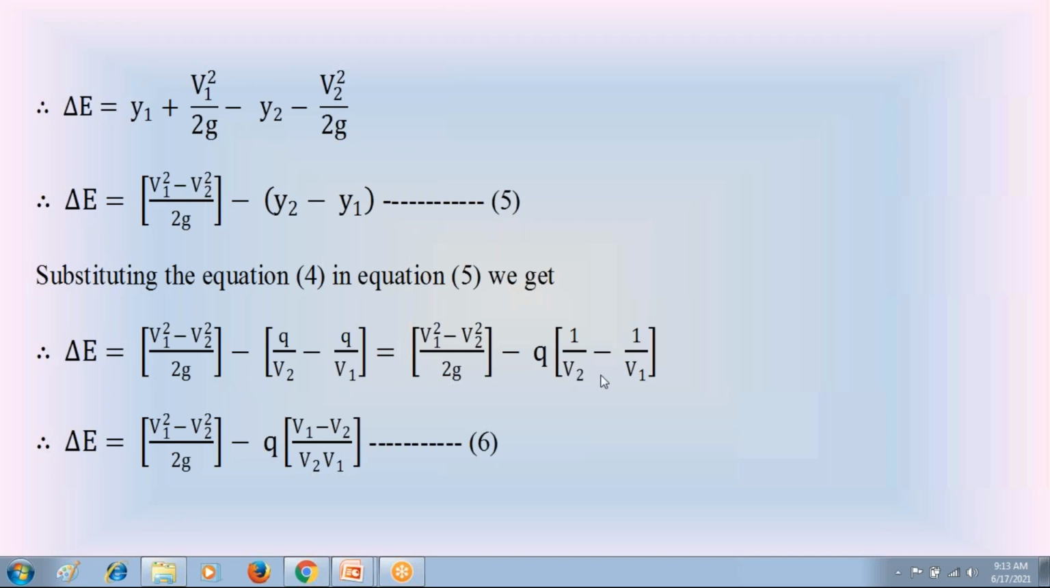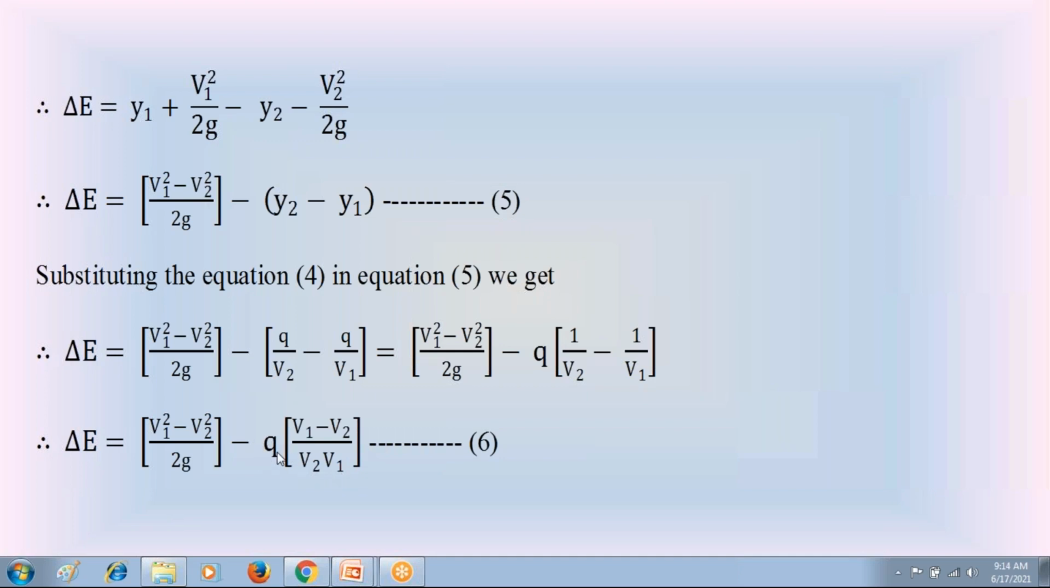Take v1 v2 as LCM in this term. Then this equation becomes delta E is equal to v1 square minus v2 square by 2g minus q into, with v1 v2 in the denominator, and in the numerator it becomes v1 minus v2. That is equation 6. So in equation 5, y2 is equal to q by v2 and y1 is equal to q by v1. Then we simplify the right hand side. From equation 5 we got equation 6, delta E is equal to v1 square minus v2 square by 2g minus of q into v1 minus v2 by v1 v2.